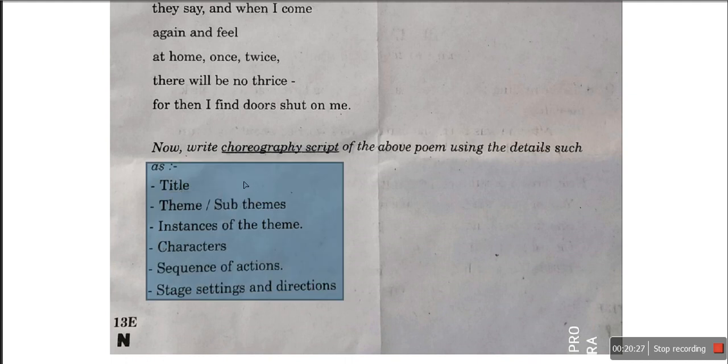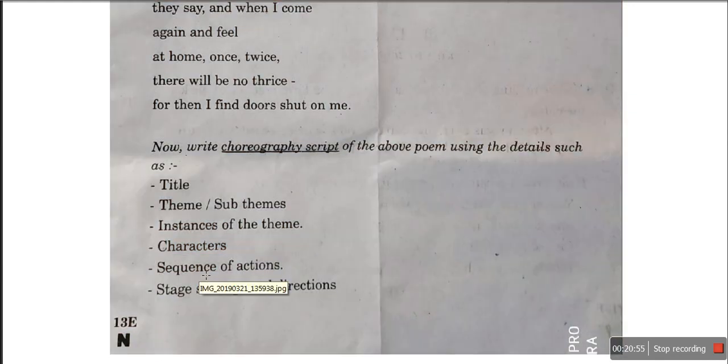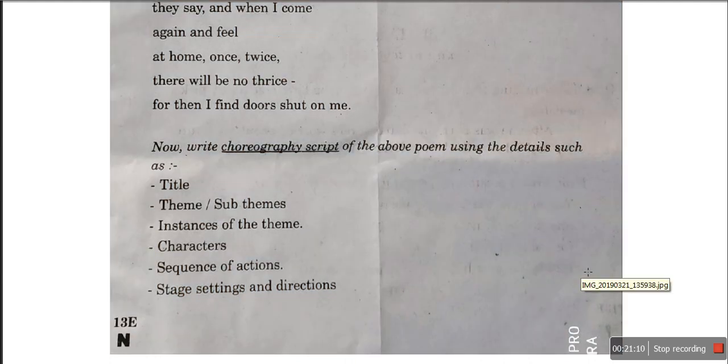So first of all we have to write the title. The title is the poem Once Upon a Time. Then theme and sub-theme. What is the theme of the main poem, and instances of the theme, are there any live examples for the given theme, and the characters involved in this theme: the old man, his sons and his daughters, and some passengers in the train, like that. Then the sequences of actions, how the actions took place one by one, and the stage setting and direction. One is the old man's house, the second is the train, and the third is his office, and these three are the locations of the place. And this is the major discourse, my dear friends.